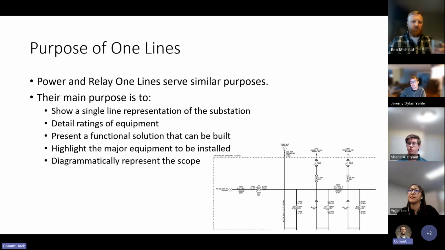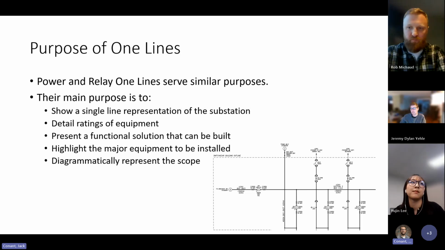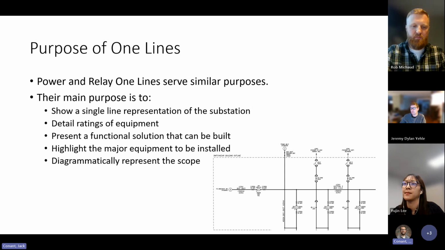And by that, we mean, if our client gives us a scope of work to base our designs off of, the one line diagram needs to reflect that, right? We'll get into the specifics of this later, but if they say they want a 6-breaker ring bus, and then our one line only shows a 4-breaker single bus, we screwed up somewhere, right? So pretty important to have your one lines correct.